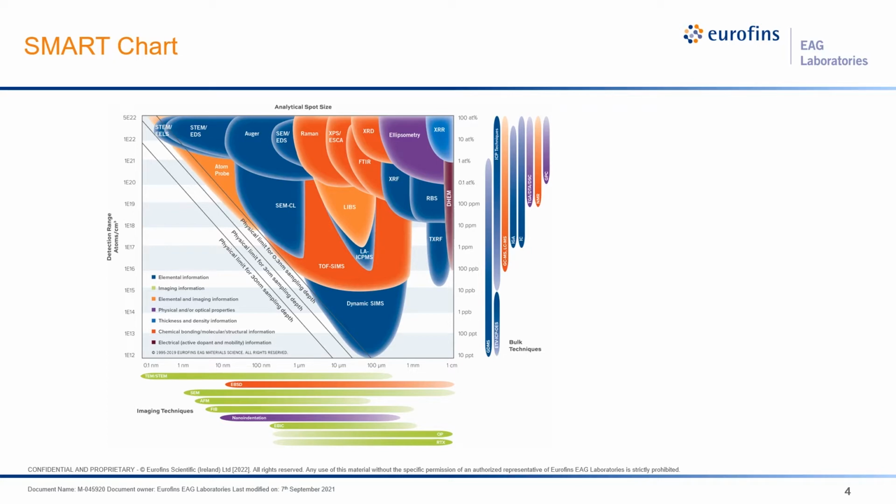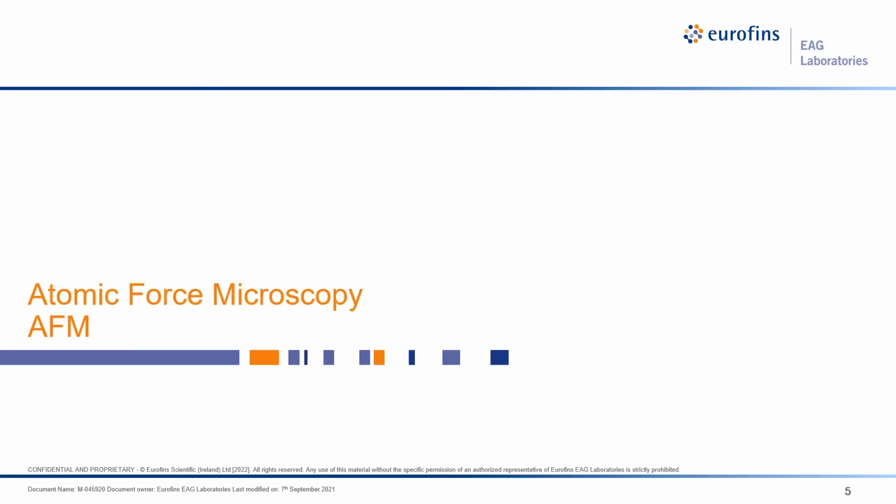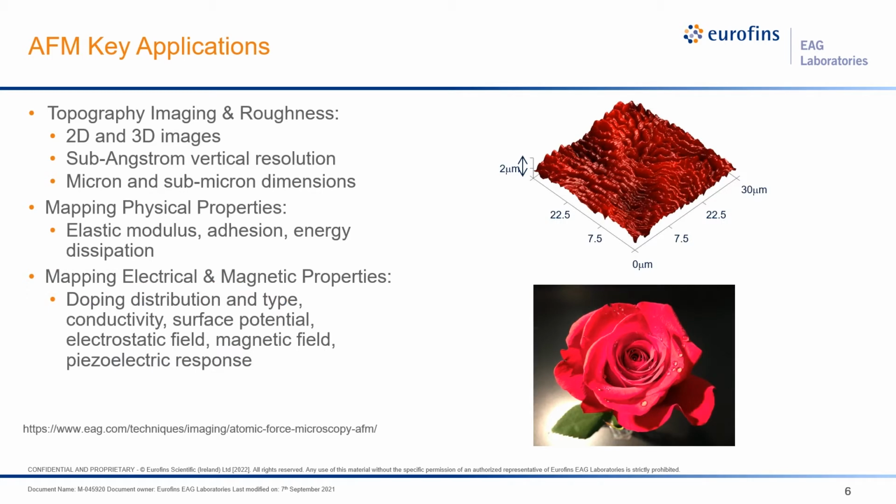In this first section of the webinar, we will discuss AFM, which is also sometimes called scanning probe microscopy. Of the two techniques we are covering today, AFM images the smaller sized areas. The most common application of AFM is to characterize surface topography and roughness with very high resolution.